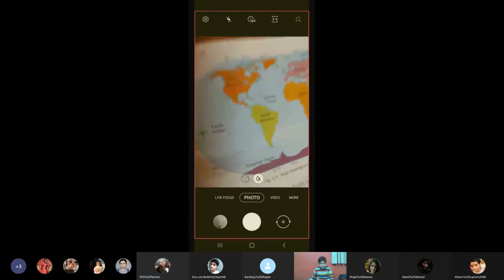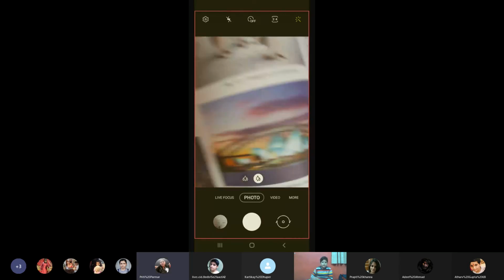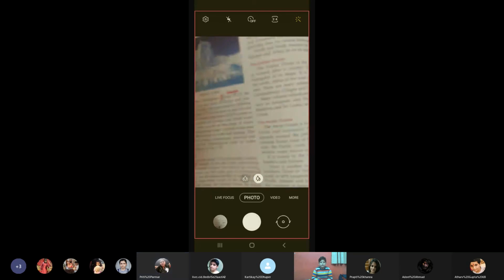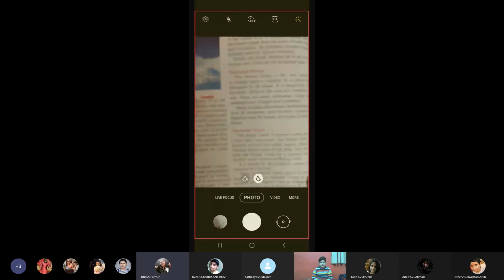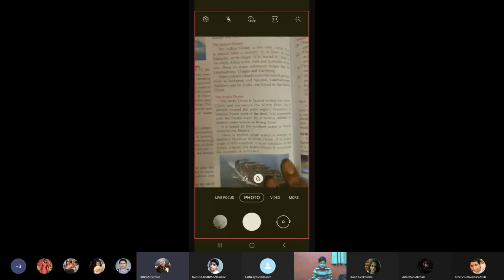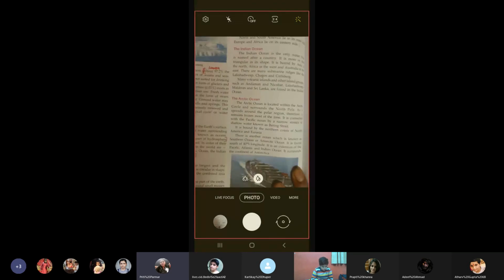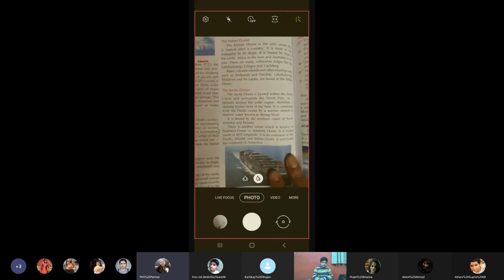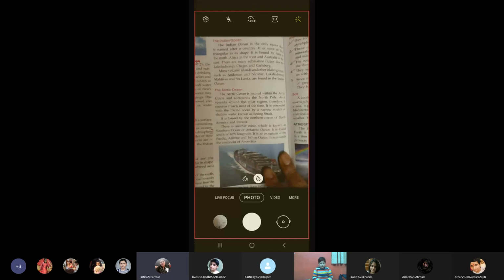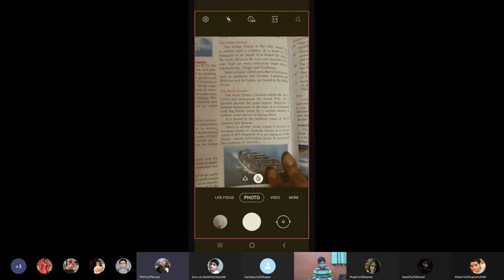Let's move on. So here we are. It is most of the time snow covered. Why? Because it is next to the Arctic Circle. Okay. Now, it is bounded by northern coast of North America and Eurasia.